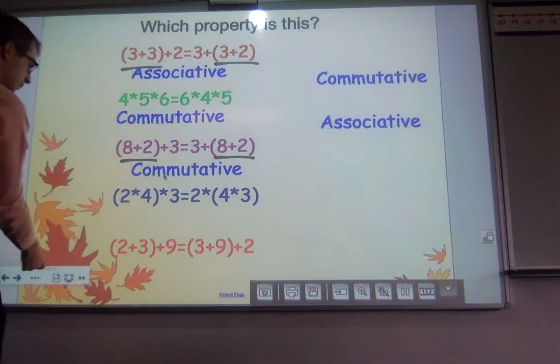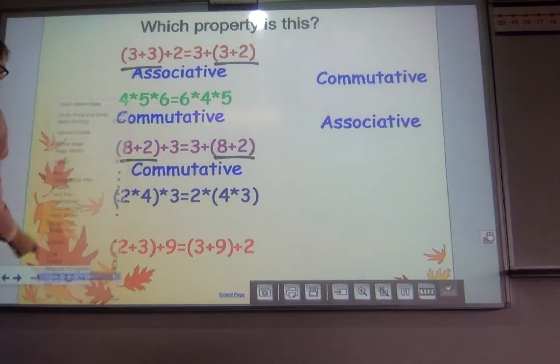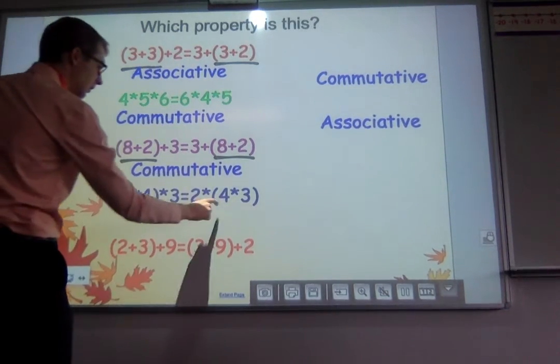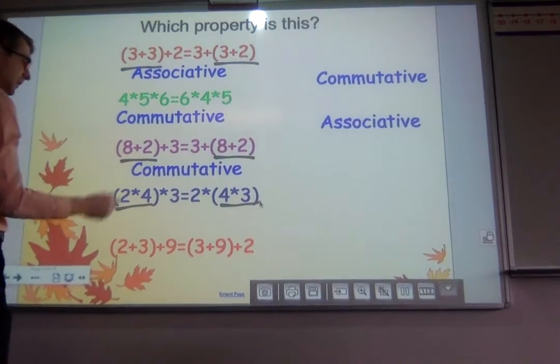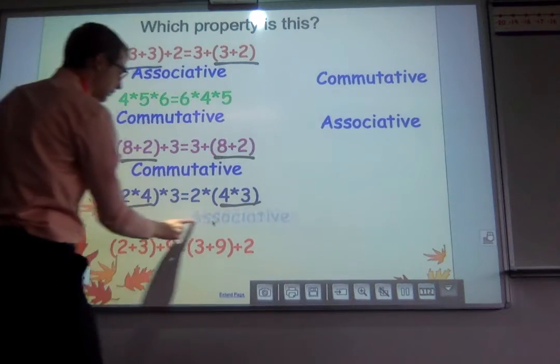Here, we get 2 times 4 times 3 and 2 times 4 times 3. What we notice is 2 times 4 versus 4 times 3. We notice that the groupings have changed. So that's going to be our associative property.